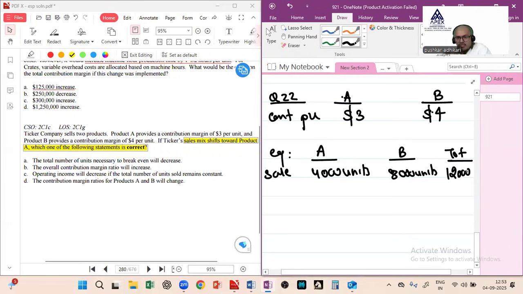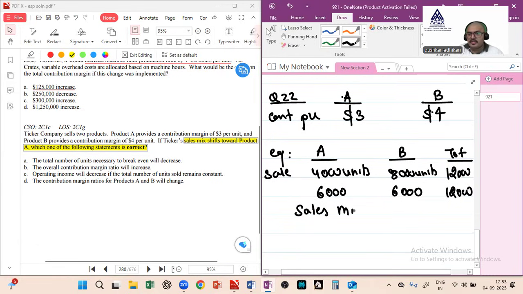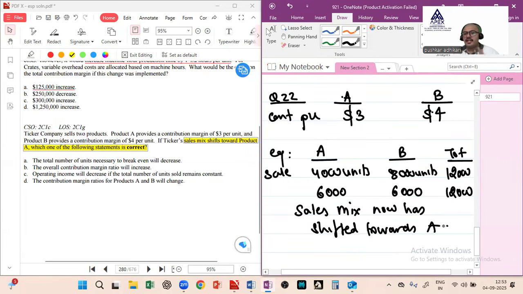Now, if this mix goes towards A, it shows that A will increase. Let us take A now as 6,000. But the total will stay how much? 12,000 only. So B automatically will fall to how much? 6,000. What is the meaning of this? The sales mix has now shifted towards A.